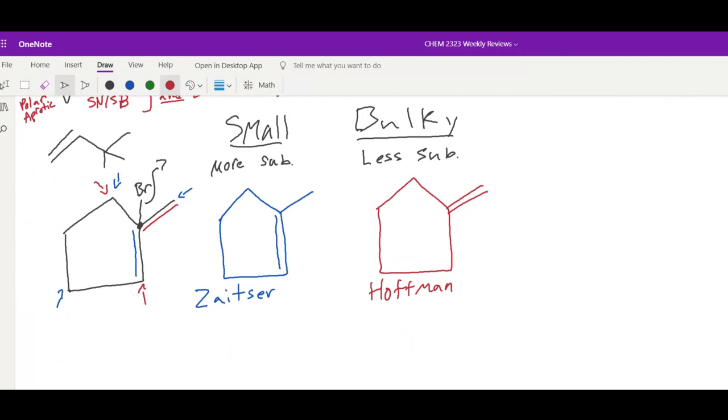If you have a small base, let's say we have a small base, this small base is able to attack multiple different positions.